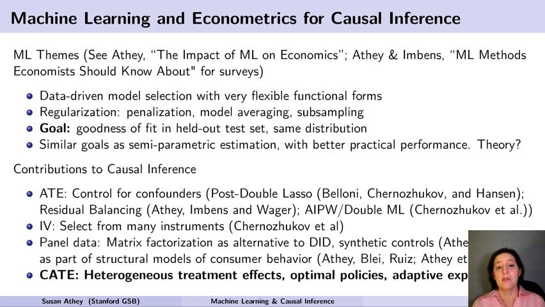Another big theme is regularization. We want to balance our desire to have a rich and flexible functional form with something that's going to, again, hold up well in a test set, something that's not going to be overfit. And so that can include penalization for regularized regression, model averaging, and subsampling. And so we'll talk about each of those techniques in the context of different applications of machine learning as we go through these lectures.